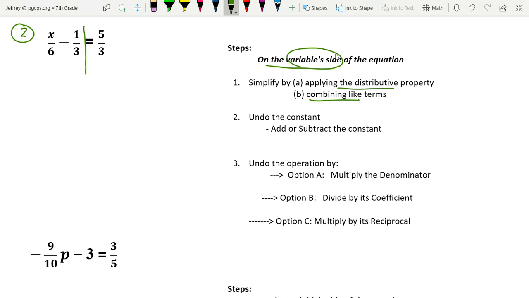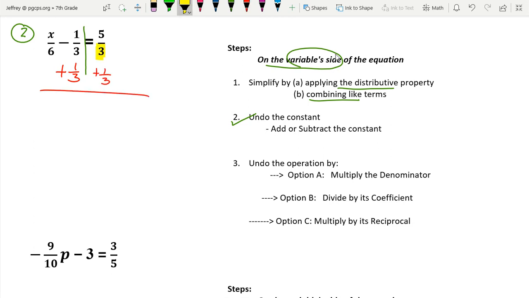So now let's move on to step 2. Undo the constant. And we know our constant is 1/3. So undo means use the opposite operation. This is a minus 1/3. So that means we need to add 1/3. So whatever you do on one side, you do on the other.